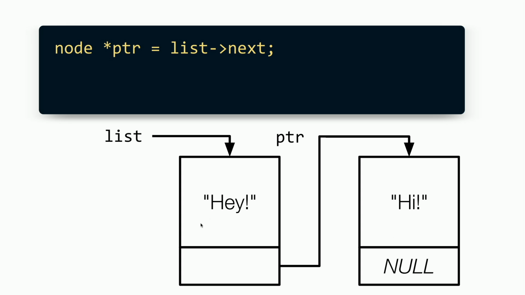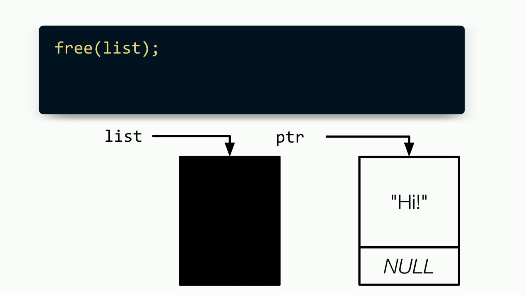So now, even if we delete free list, we can still keep track of what's coming after it, right? Because we are storing the address of the high node inside of PTR. So now that we've freed list, next thing we're going to do is reset again. So list has always pointed to the first element in the linked list. So now that we've got rid of the hey node, we need to reset.